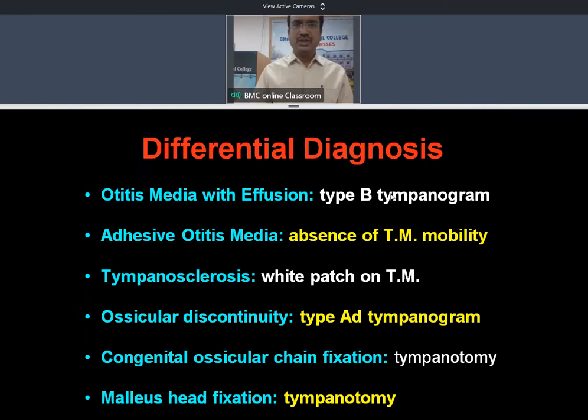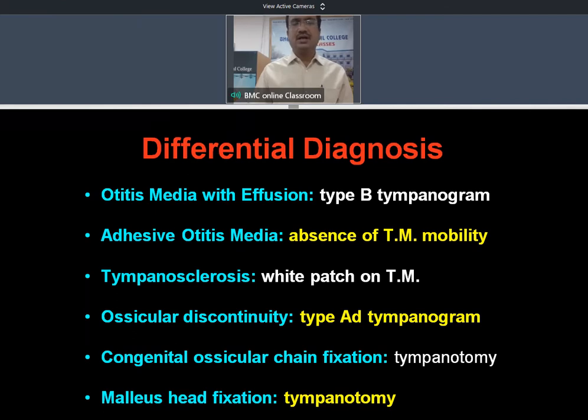So if there is fluid, you can see the B type. If there is a fixation, you can see the AS type. If there is a discontinuity, you can see the AD type. That means there is free movement of the tympanic membrane if you do the impedance audiogram. Congenital ossicular chain fixation and malleus head fixation also. These two conditions also will cause the conductive type of hearing loss because of ossicular chain immobility, but not because of the stapes footplate.